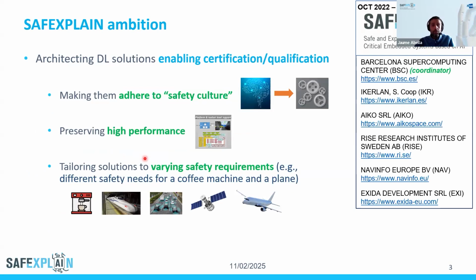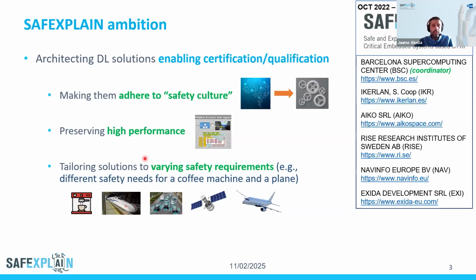So the ambition of the SAFEXPLAIN project, and I would say that we are really, really close to achieve it, is to enable the certification or qualification, depending on the domain, of AI software, in particular deep learning solutions, in safety critical systems. This means that we have to adapt the development process to include a specific process for AI software. We want to make sure that this process allows us to provide guarantees that the AI software will comply with the specific safety requirements. This was, in fact, the focus of the first webinar of the series.